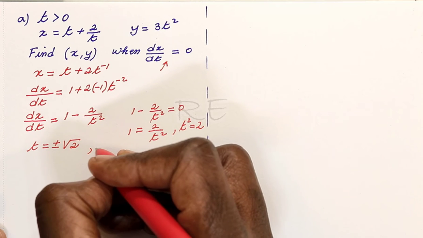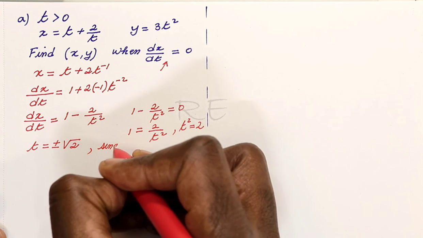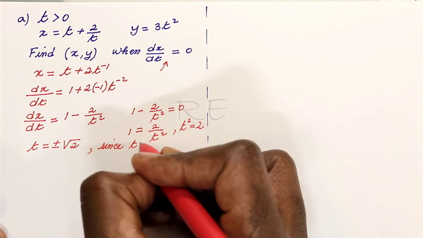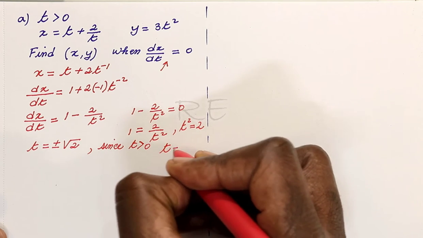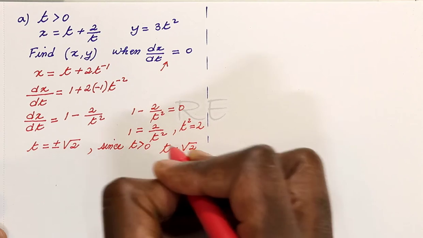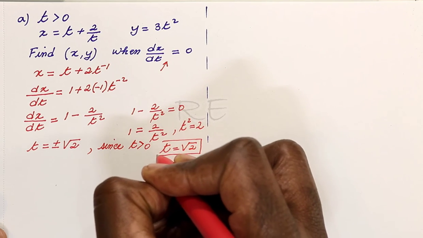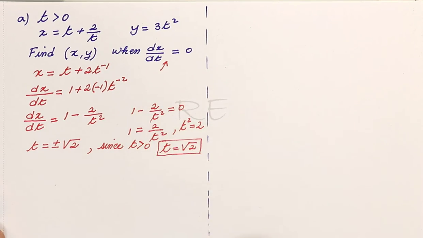We will keep square root of 2 because the time must be greater than 0. t is equal to square root of 2. We'll reject the negative value.